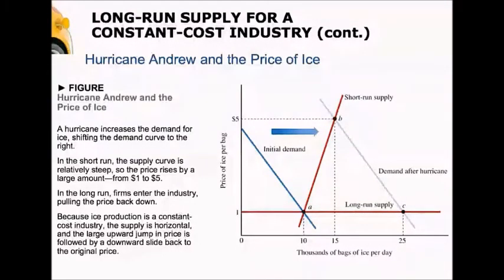A number of ice manufacturers and producers enter the market because it's a constant cost industry, and there are no barriers to entry. So when these new firms enter the market and production increases significantly, price is driven back down to $1. So while there's a short-run spike in the price of ice, since it's a constant cost industry and more producers can enter the market, we're going to end up seeing the price go back down to $1 and significantly more ice being produced because of the demand after the hurricane.